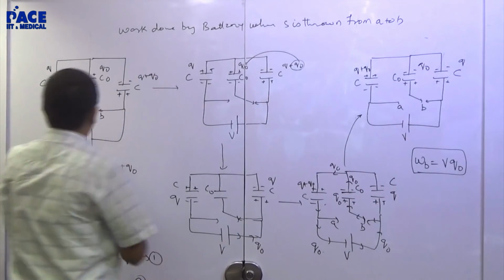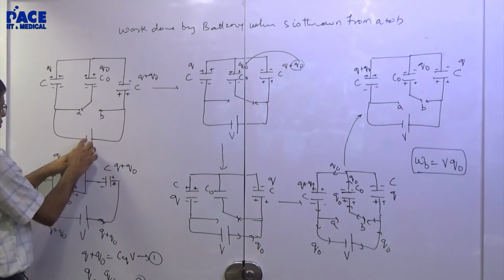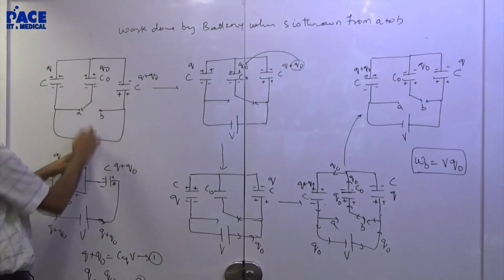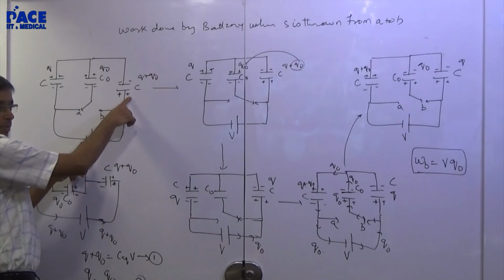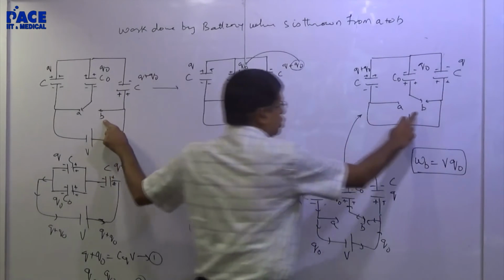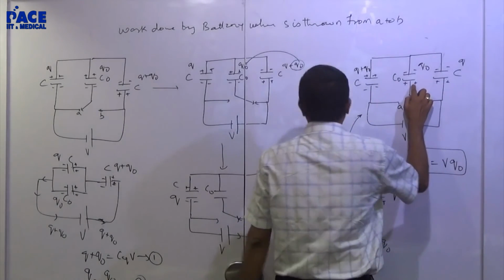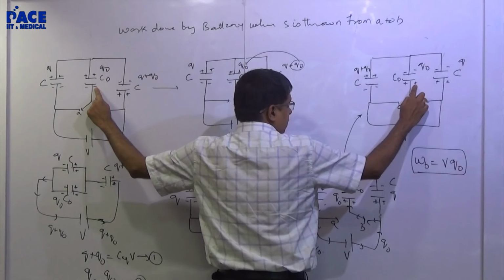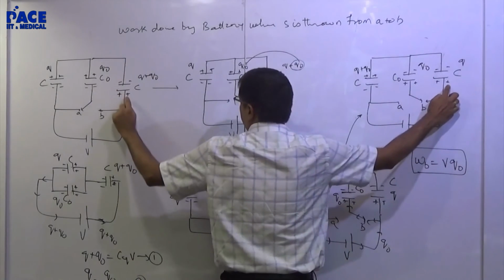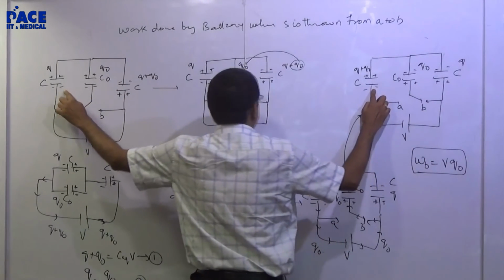C naught. Initially when this was positive, see this is connected to negative. This is connected to negative, this is connected to positive. Finally when I threw the switch to B, positive is connected to the lower terminal. This negative should become positive. This positive will remain positive, this negative will remain negative.